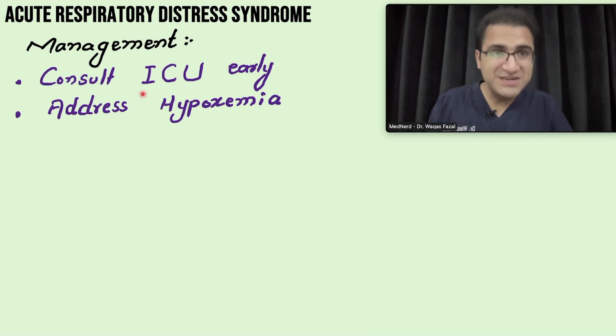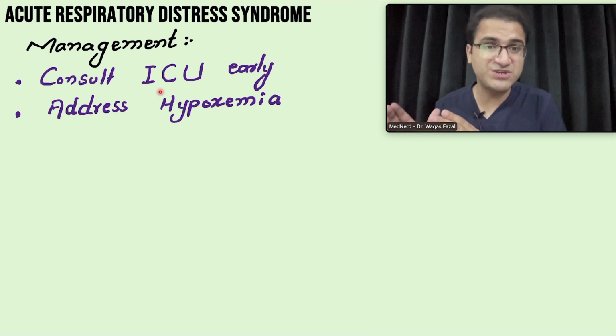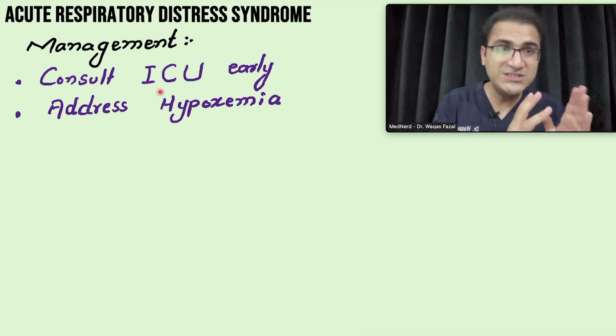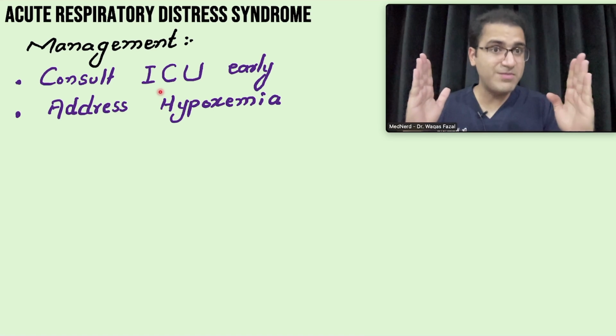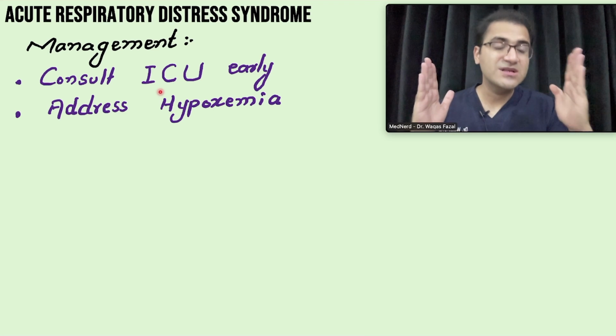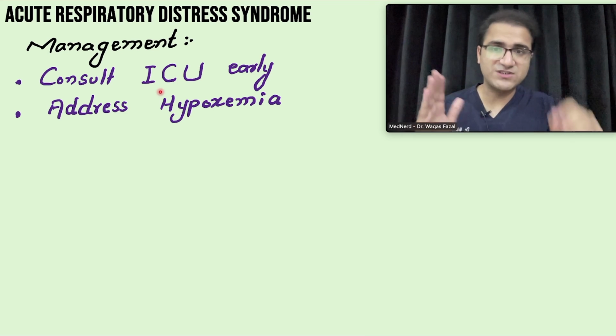Now coming to the management and treatment of acute respiratory distress syndrome. Remember, whenever you suspect that a patient is developing acute respiratory distress syndrome, always consult ICU immediately. Write a call to ICU and tell them that we have a patient of acute respiratory distress syndrome, and very soon these patients are going to need ventilatory support. These patients deteriorate very rapidly and they will need ventilatory support after some time.